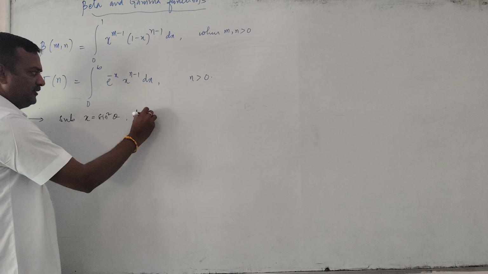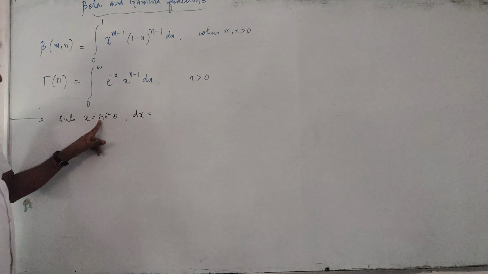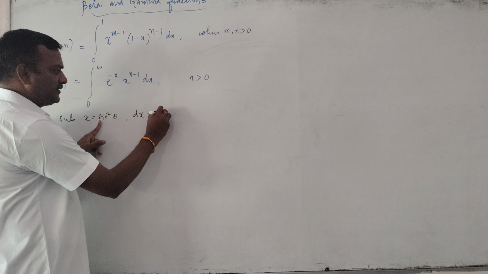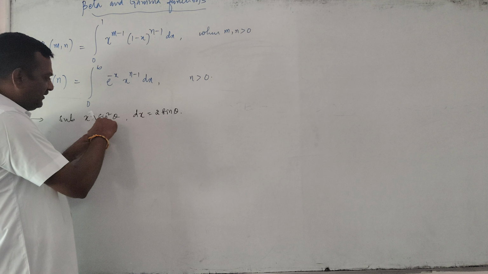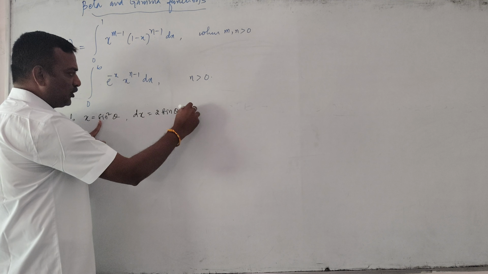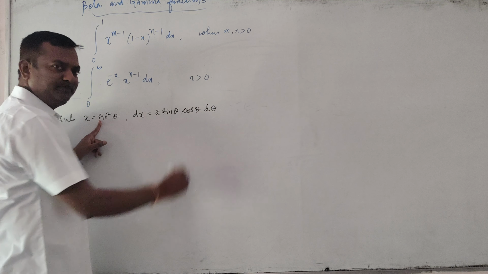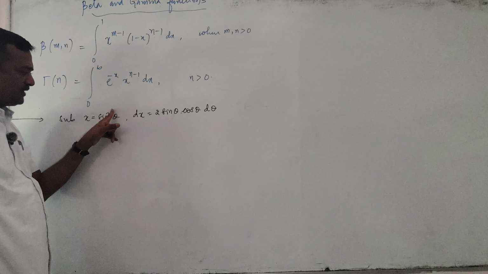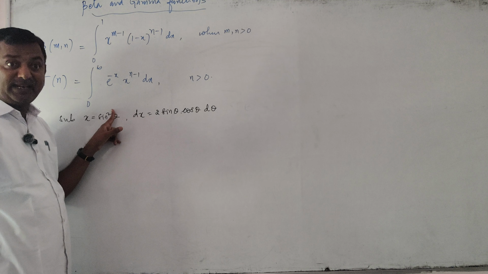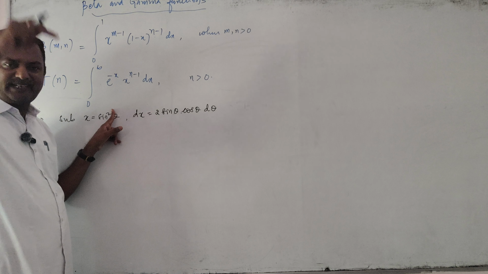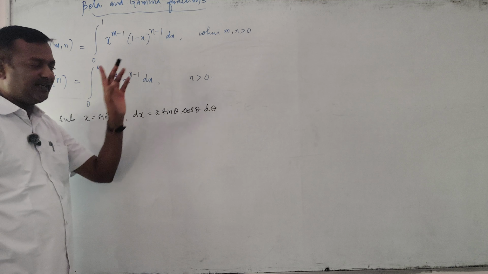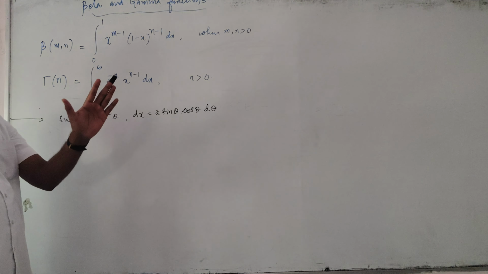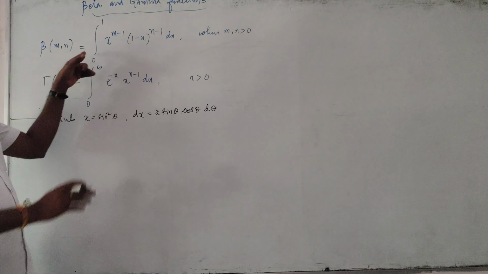Differentiate this. We will get dx. Differentiation of sine square theta is 2 sine theta. Again differentiation of sine theta is cos theta into d theta. Differentiation of x raised to n is n x raised to n minus 1. Again by using chain rule, differentiate sine theta is cos theta. And we need to change the limits of integration.